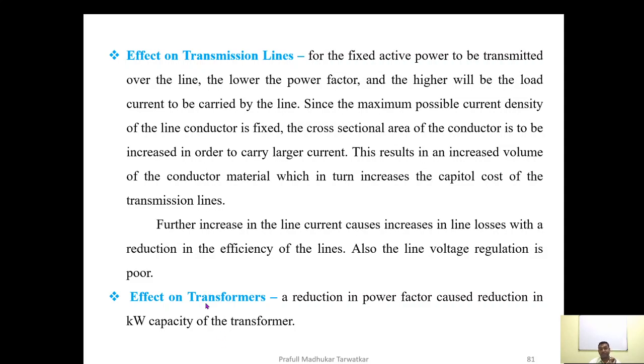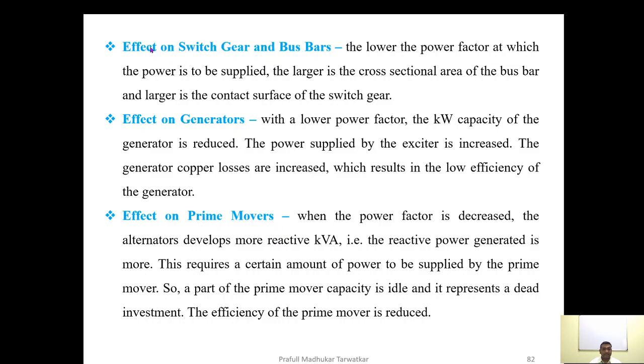Then the effect on the transformer. Reduction in power factor causes reduction in the kW capacity of the transformer, because it has to deliver more but receives less. So there is a mismatch between the power ratio. Hence the efficiency of the transformer gets reduced. The third is the effect on switchgear and bus bars. Since current is increasing, the rating of these switchgears and bus bars, which are required to carry it, again gets increased, and the cost of these equipments also increases.